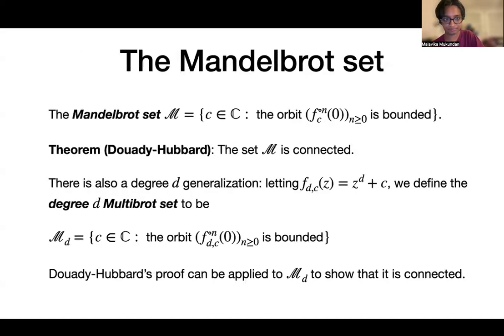Okay. What is the Mandelbrot set? The Mandelbrot set is a subset of the parameter plane. It's the set of points c where the orbit of 0 under f sub c is bounded. So you fix a c, you go into the dynamical plane of f sub c and look at the critical point, which is 0, to see what happens to that point under iteration. If it escapes to infinity, then c is not in the Mandelbrot set. If this orbit stays bounded, then c is in the Mandelbrot set.